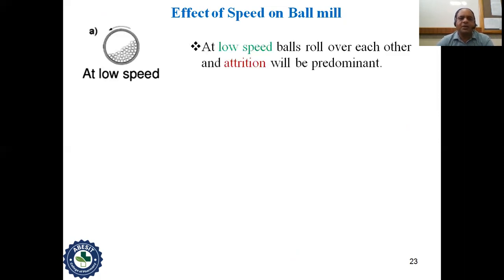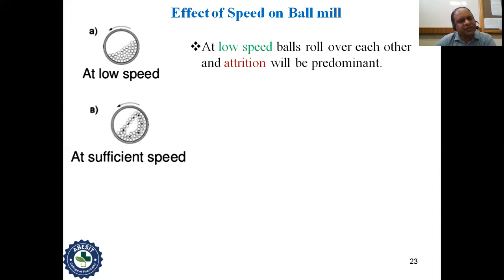Now, what is the effect of speed on the ball mill? At low speed, balls roll over each other and attrition will be predominant. As we know, when the hollow cylinder is moved, the balls friction each other, roll on each other. At that time, only attrition will be predominant.